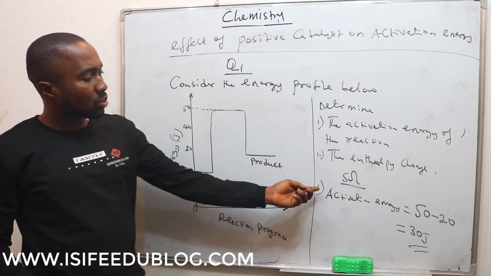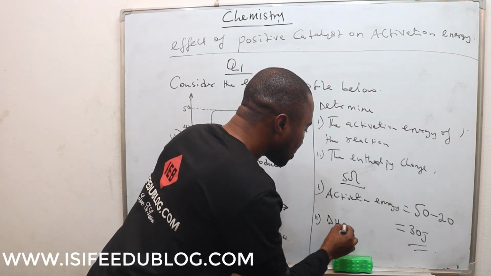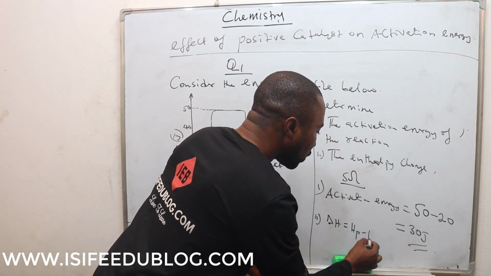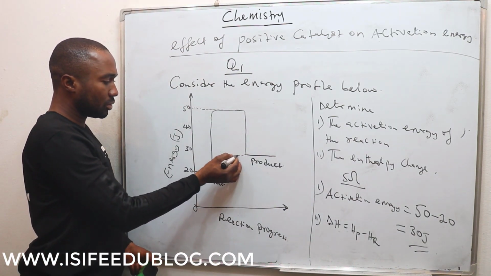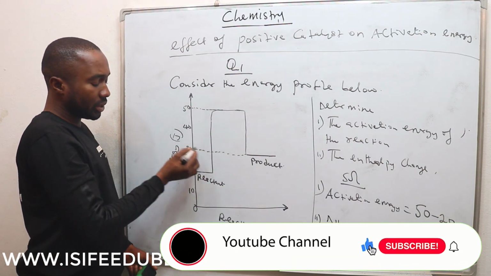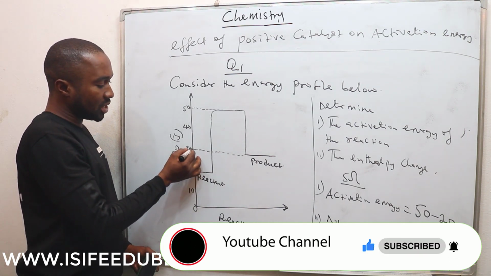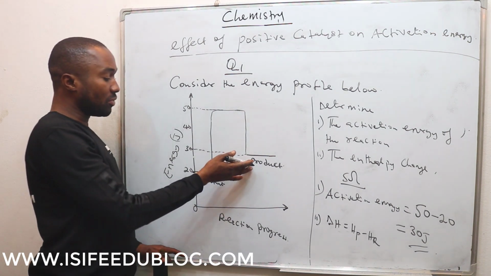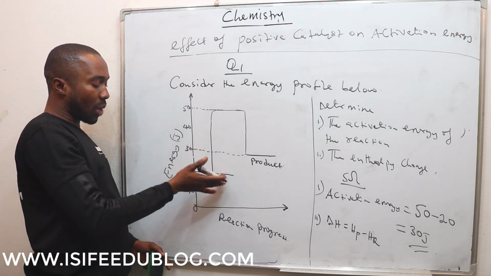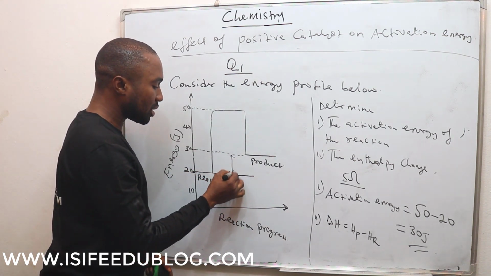Then the II question says the enthalpy change. Enthalpy change of this reaction, which is delta H, is heat of product minus heat of reactant. The product in this case now is here. Then the reactant, the heat of the reactant is 20, while the heat of the product is 30. So the difference between them will be 10.